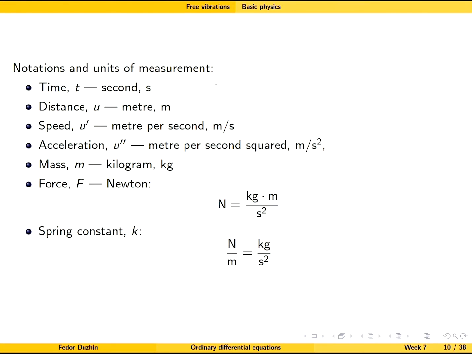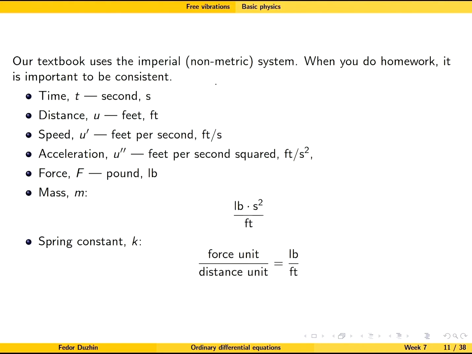Then, you have a textbook, and the textbook is American, so it uses a different system of measurement. Some things about this imperial system are more or less clear. Time is measured in the same units, in seconds. Distance is measured in feet, and a foot is 30-something centimeters. Then the speed is, of course, measured in feet per second, and so on and so forth.